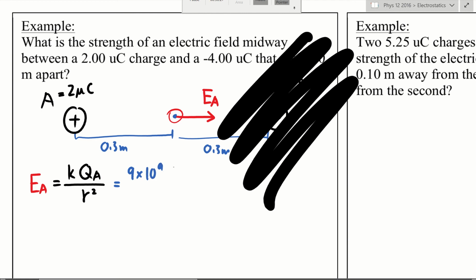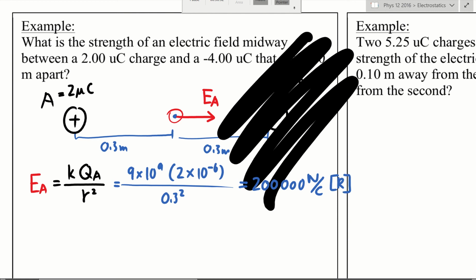9 times 10 to the 9, and charge A is 2 microcoulomb. Make sure micro is 10 to the -6. There we go. Divided by distance, 0.3. Make sure you have a square. That's something your calculator can do. About 200,000 is the answer. Roughly 200,000. Okay, so there we go. And it goes to the right-hand side. So right-hand side. There. Now, part 1 done.